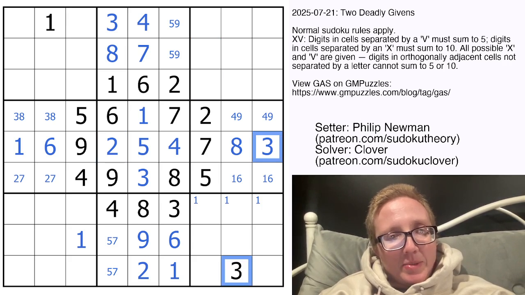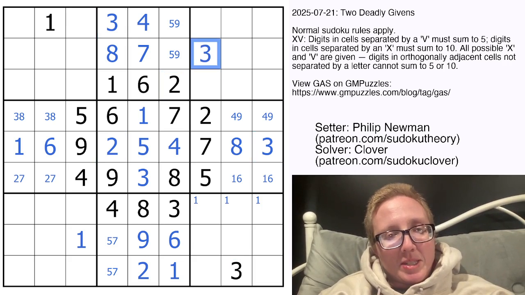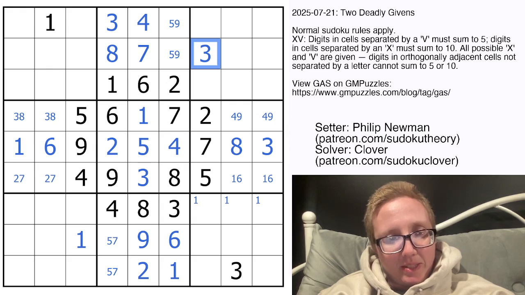3s are here and here. 3 can't touch 2, and there's already a 3 in this row, so that's the only position for 3 in column 7.